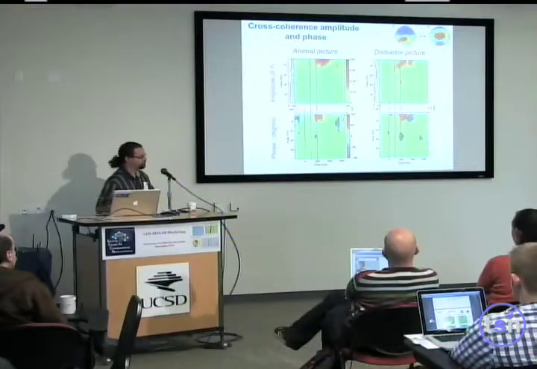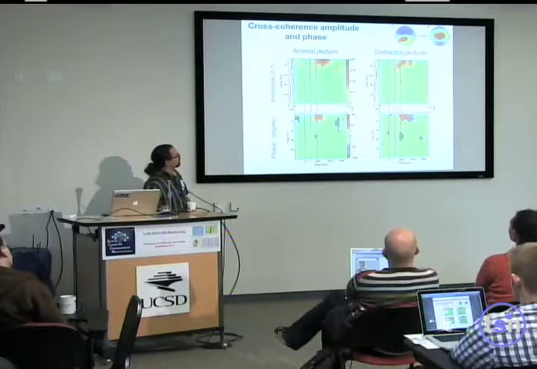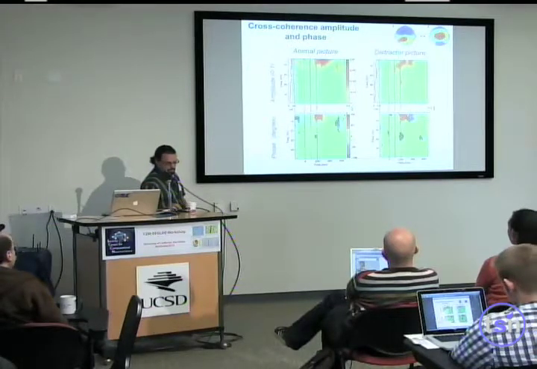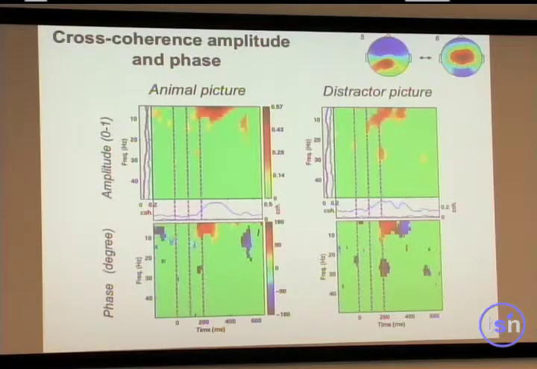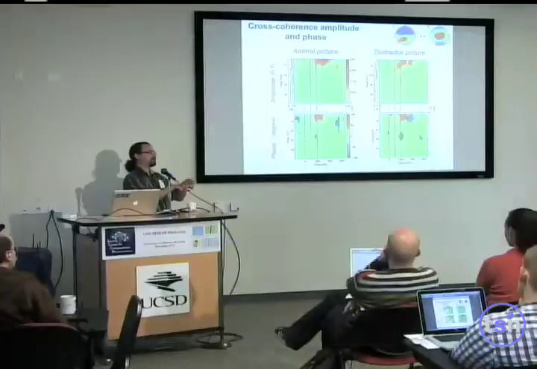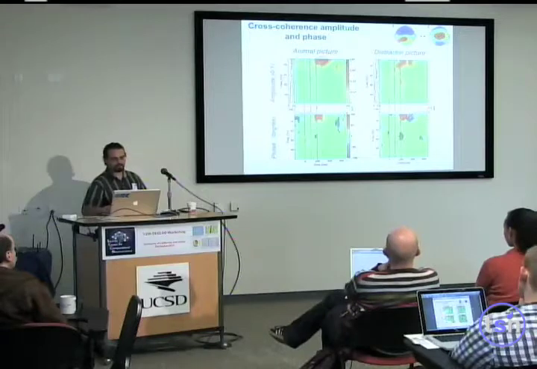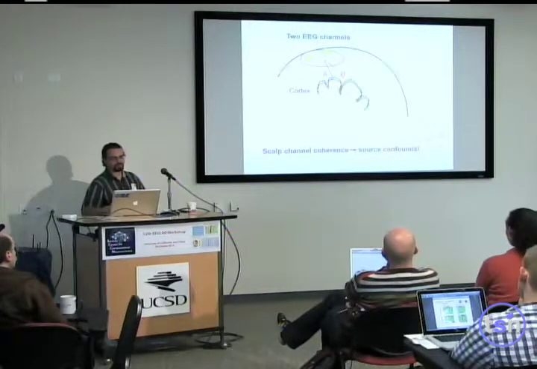And that's an example of the phase difference. Here is the amplitude on top, and here's the phase, the orientation of the final vector at the end. And here the thing we can see is that the amplitude of coupling between these two processes is larger after pictures of animals compared to pictures of distractor. And the phase relationship, so how they oscillate together, is also different. I'm going to skip this so we have a bit of time for the exercise.